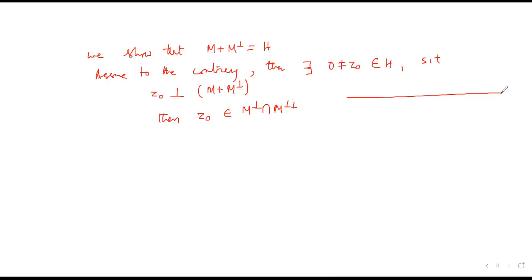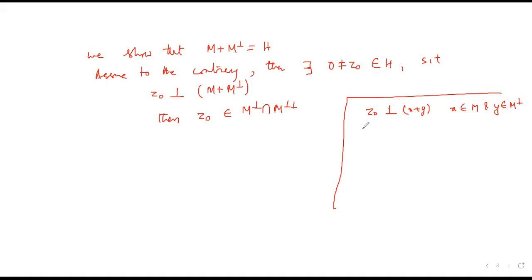ये हम जरा यहाँ पे करेंगे अपने, because Z naught is orthogonal to x plus y, any vector of this type where x belongs to M and y belongs to M perp.